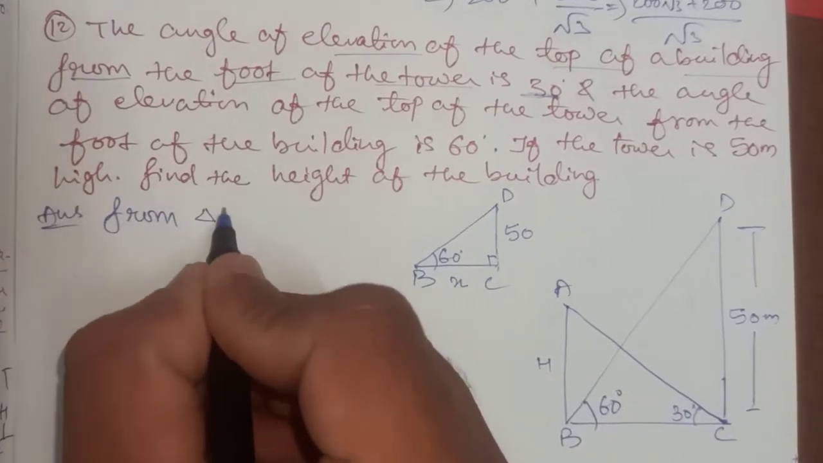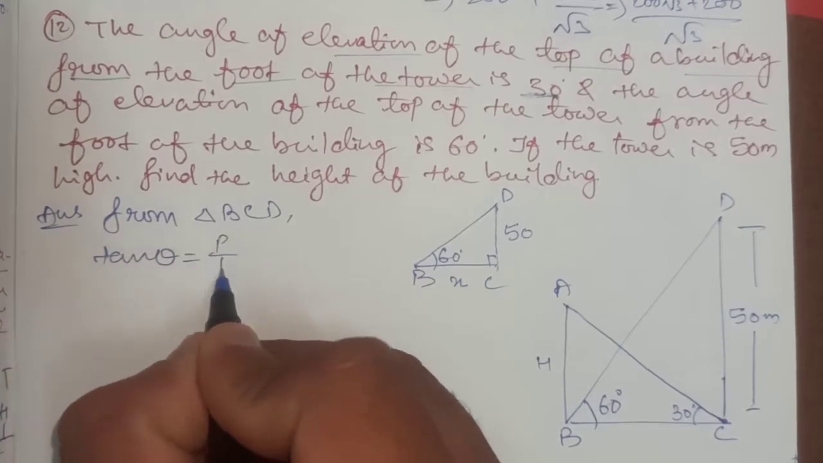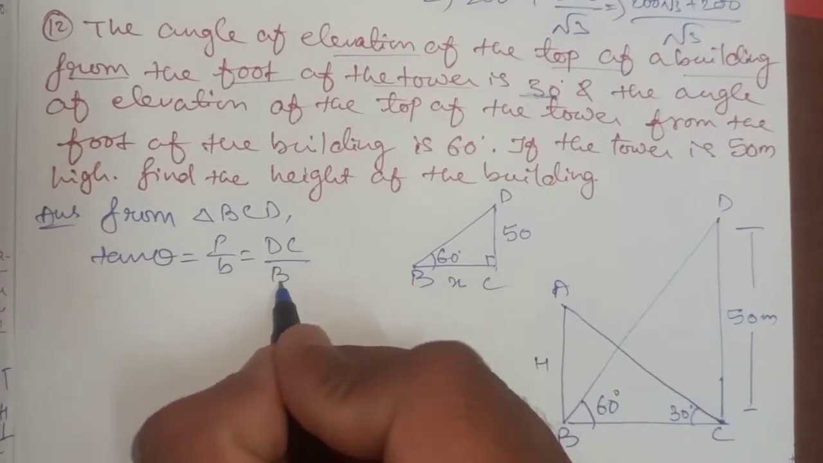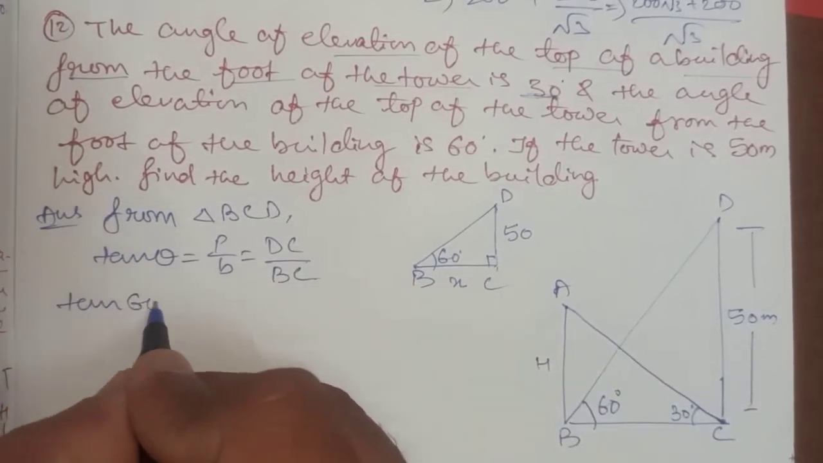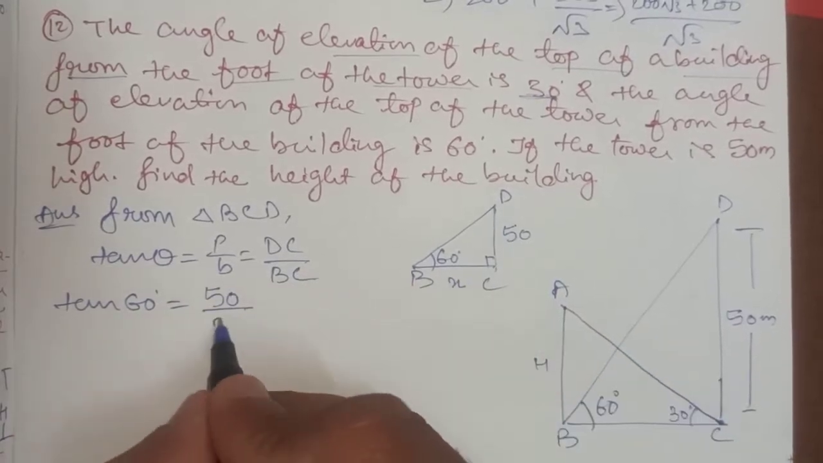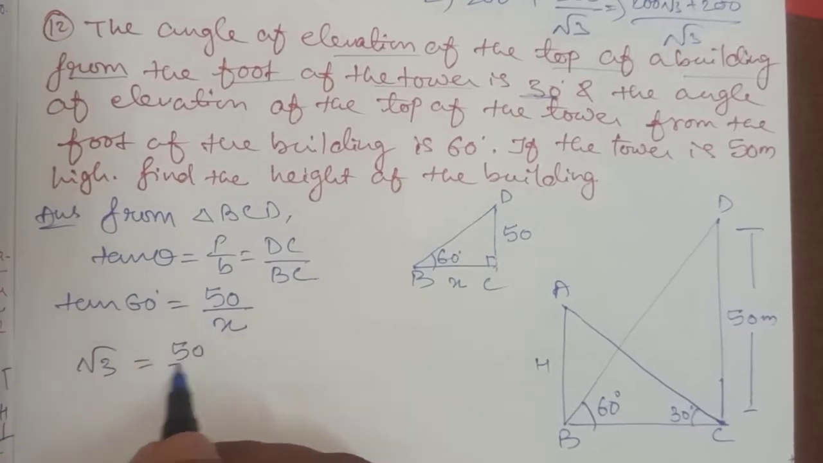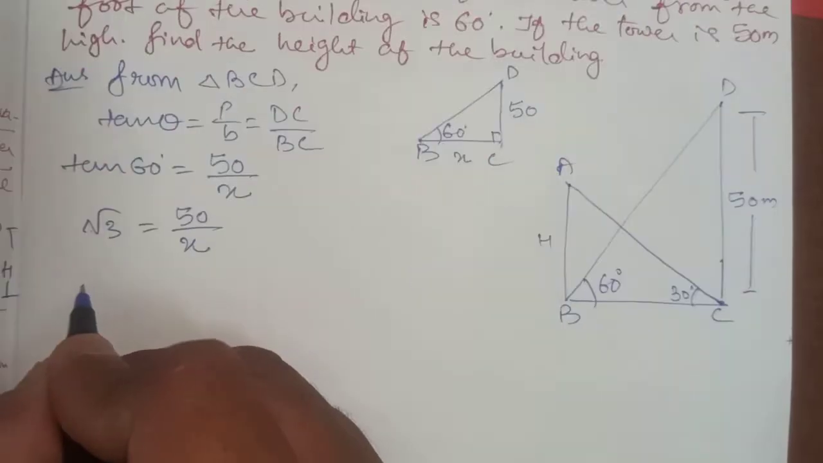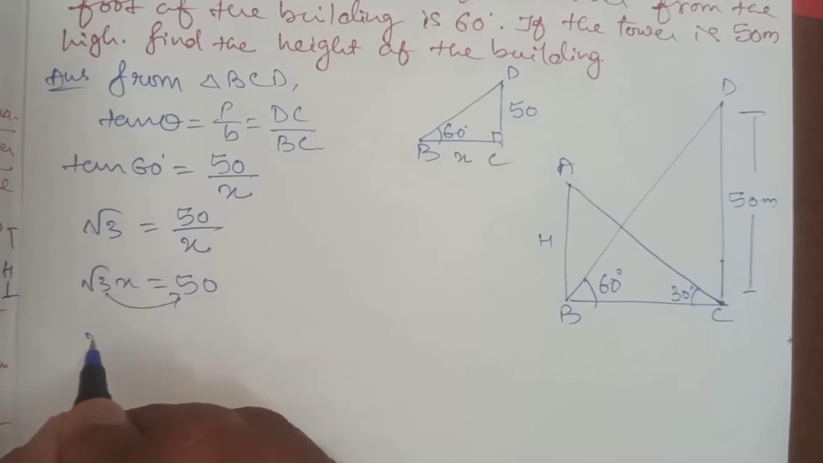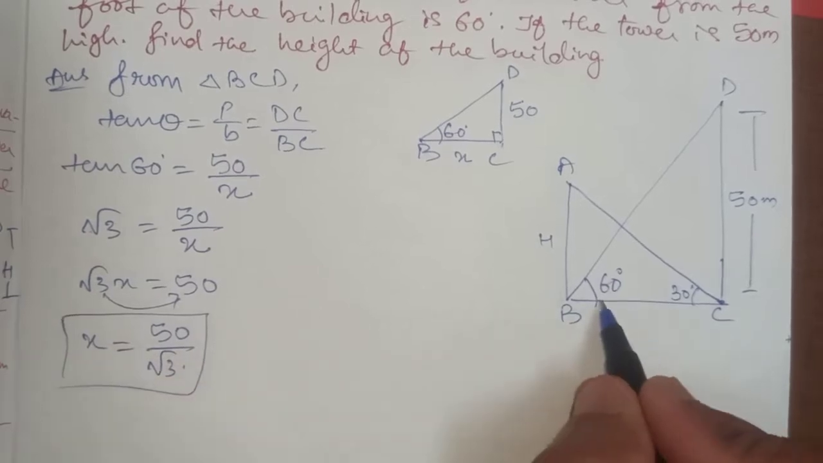From triangle BCD, tan theta equals P by B, that is perpendicular is DC by base is BC. Okay, tan theta, theta is how much? Theta is 60 degree. DC is 50 divided by BC, BC is X. Tan 60 is root 3, 50 by X. Multiply X here, root 3 X equals 50. Divide root 3 here, X equals 50 by root 3 we will get. Okay, this is the value of X.